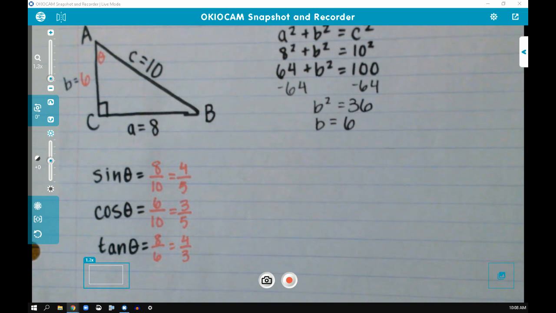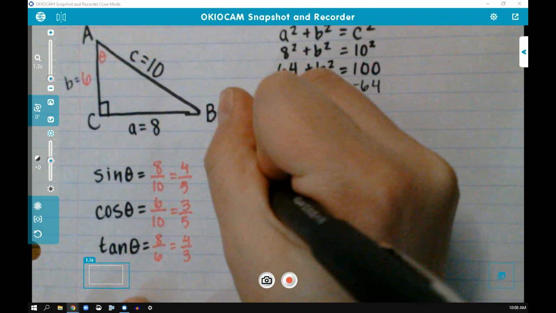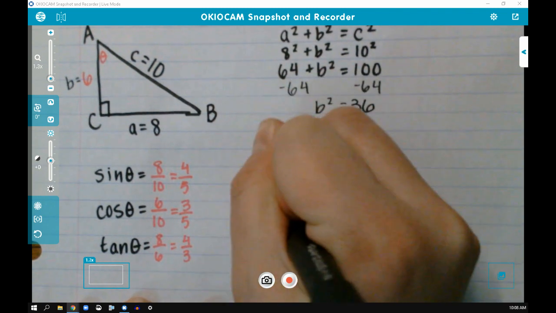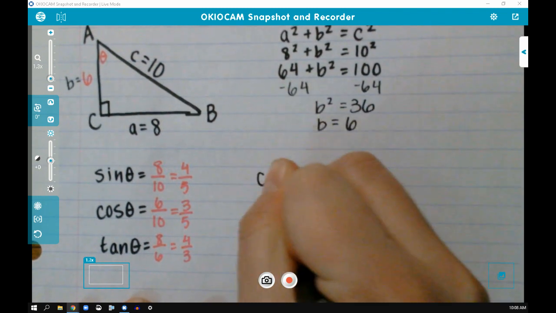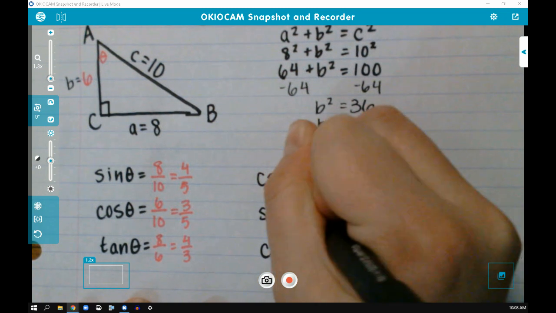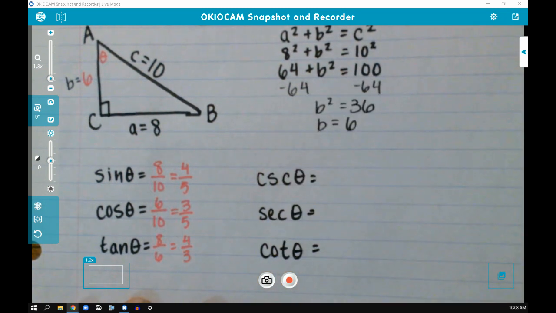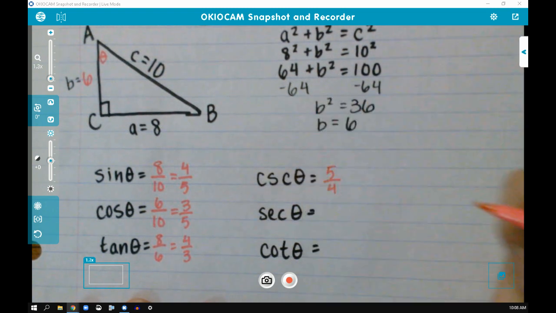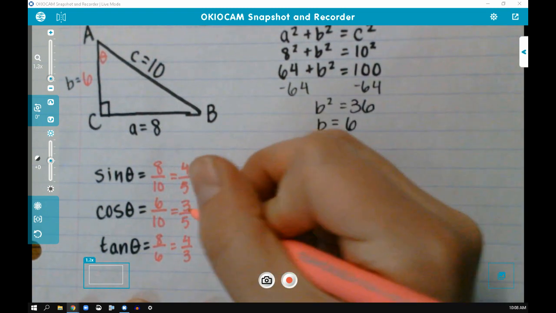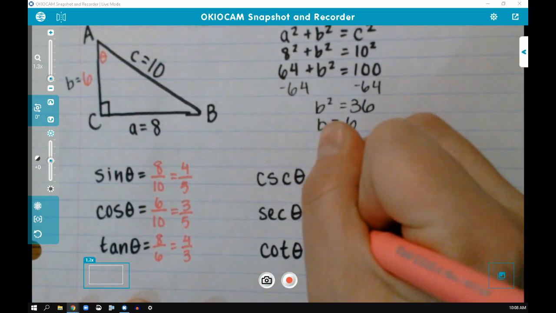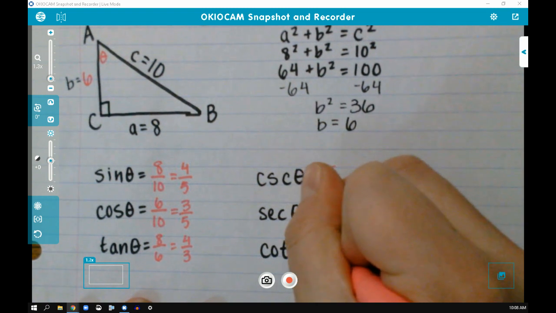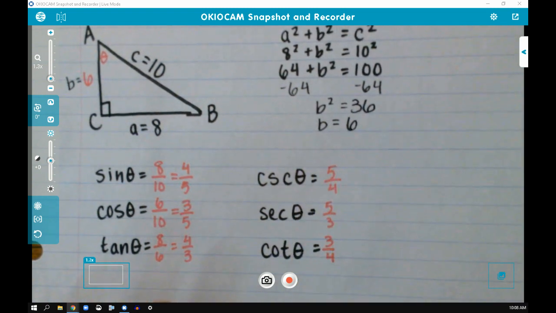Okay. Then we're going to do cosecant, secant, and cotangent. You guys already reduced these, so don't unreduce them. Like, why would you do that? Cosecant is 5/4. Secant is 5/3. And finishing us out, cotangent is 3/4. Okay, any questions right now?